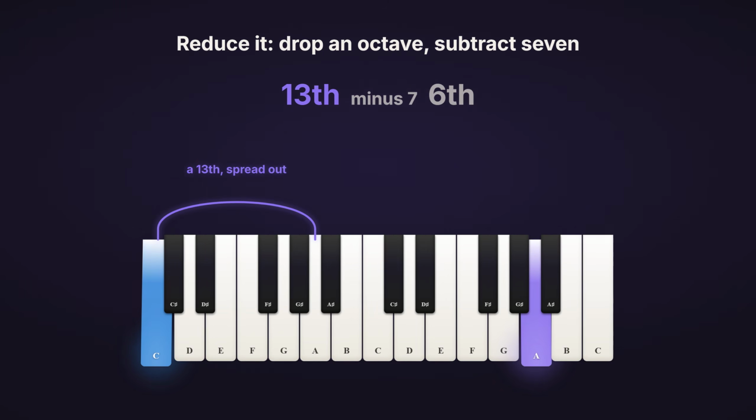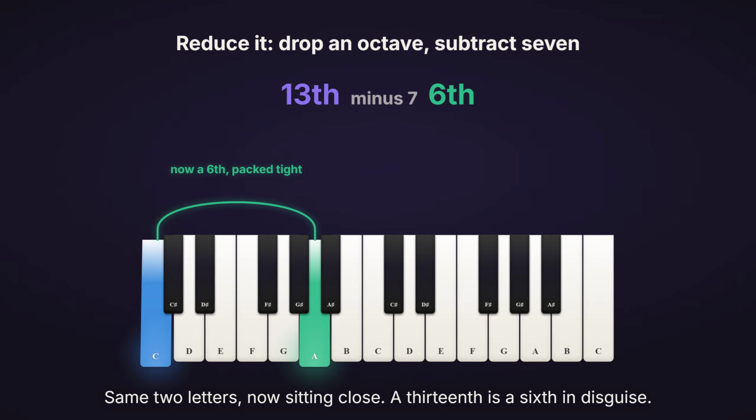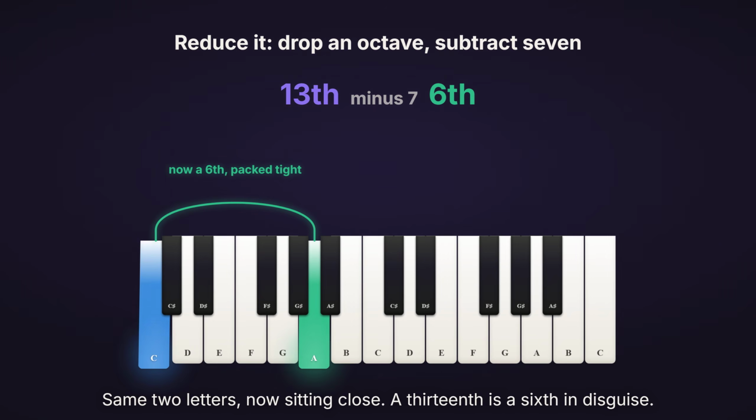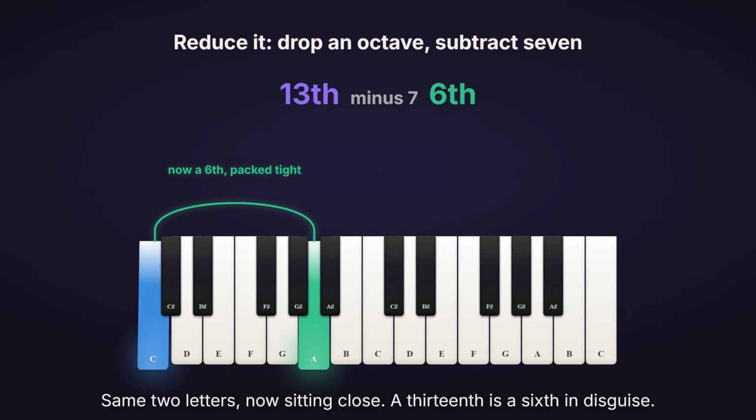Watch the top note fall an octave and land right next to its partner. The 13th becomes a 6th, the same 2 letters, now sitting close. So a 13th and a 6th are the same pair of notes wearing different clothes. One is spread out across registers, the other is packed tight. This is genuinely useful, because if a big number ever confuses you, you can always fold it back down to a simple interval you already recognize, name that, and then add 7 again to get back. Same letters, different distance.